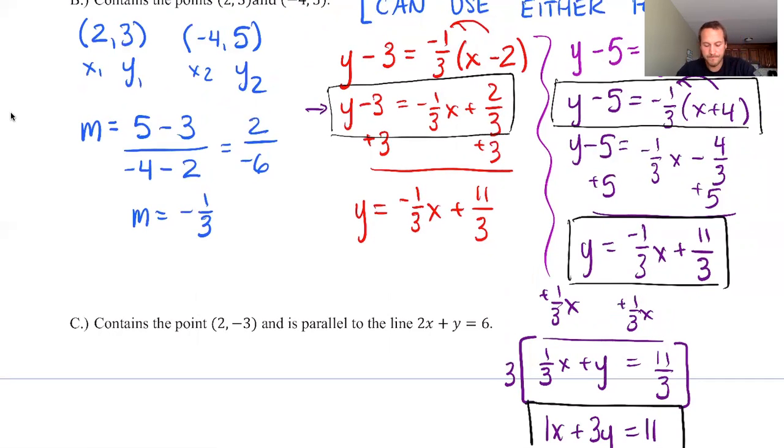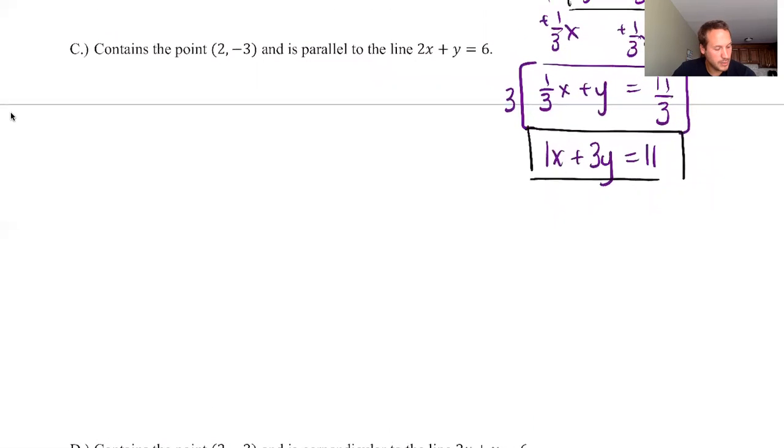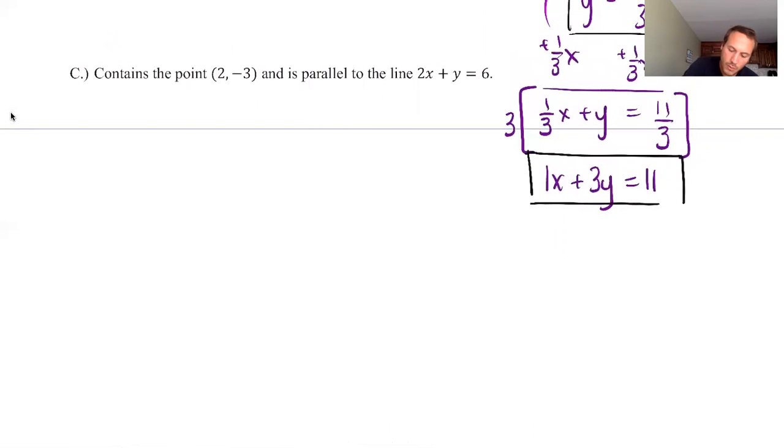There's B. And now here's a few other pieces of information for us. Now I want to contain the point 2, negative 3 and be parallel to 2x plus y equals 6. Well, a couple of things we need to remember. Parallel lines have the same slope. Perpendicular lines have negative reciprocal slope.